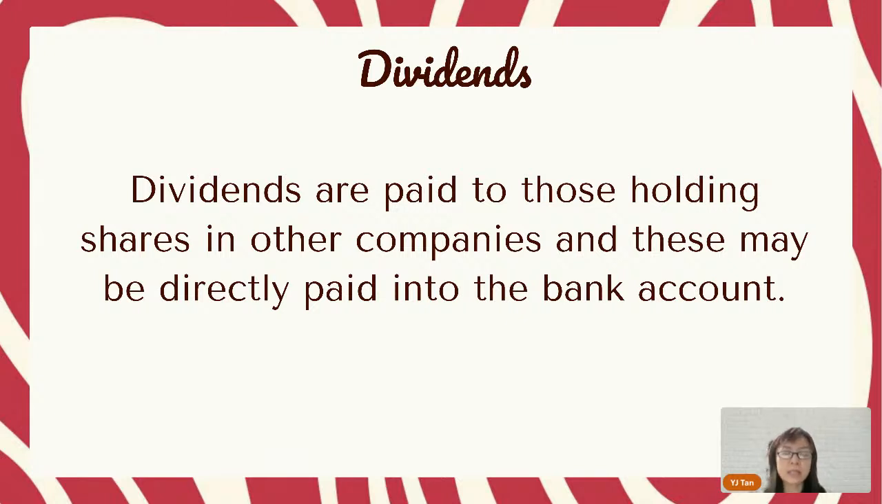The other one is dividends. Dividends are paid to those holding shares in other companies, and this may be paid directly into the bank account. So there are some companies buying other companies' shares. For example, you are buying shares of ABC Berhad, and every time they declare dividends, it will automatically be credited into your bank account. It won't inform you, so your accounts may miss it. That's why you need to do bank reconciliation.